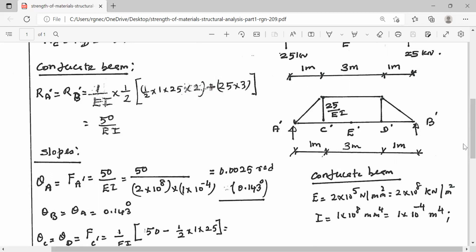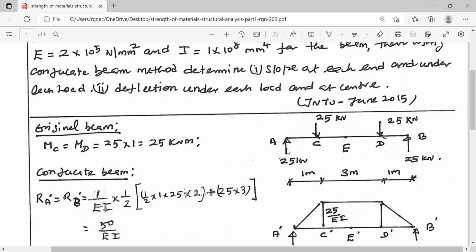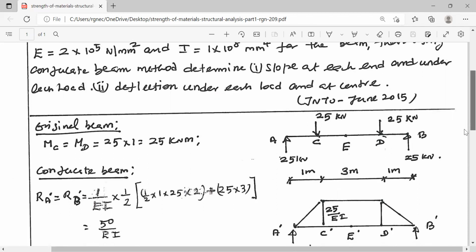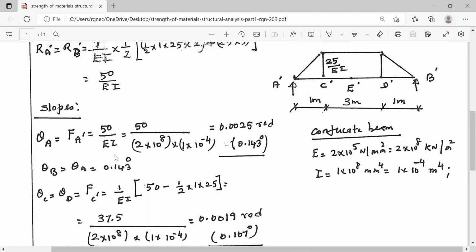Now we have already seen theta A is equal to shear force at A dash. That is RA. That means it is equal to 50 by EI. After substitution of the values of E and I, we are getting theta A as 0.0025 radians. If you convert this to degrees, you multiply by 180 by pi, you will get 0.143 degrees. Similarly, theta B is equal to theta A by virtue of the symmetry, also equal to 0.143 degrees.